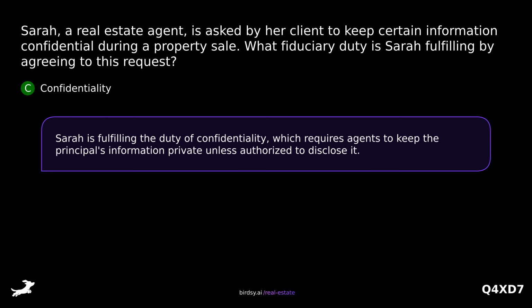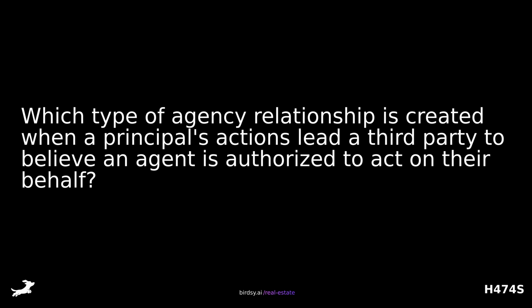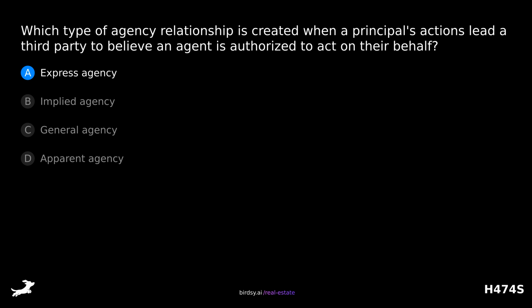Sarah is fulfilling the duty of confidentiality, which requires agents to keep the principal's information private unless authorized to disclose it. Which type of agency relationship is created when a principal's actions lead a third party to believe an agent is authorized to act on their behalf? Is it A, express agency, B, implied agency, C, general agency, or D, apparent agency? The answer is D, apparent agency.